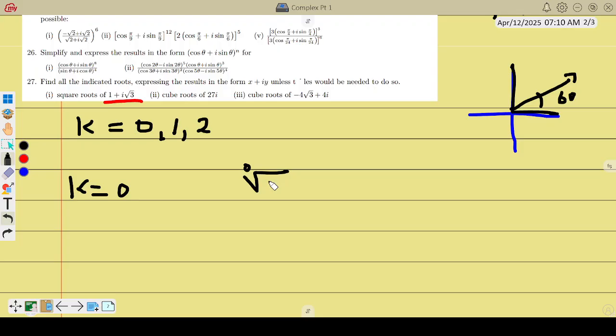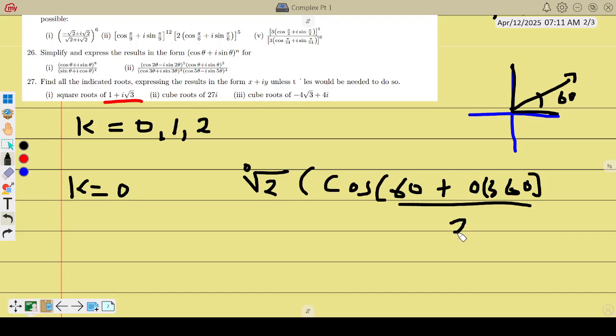Is there such? Yeah. So the zeroth root, cos theta. So theta is 60, plus k. So remember 60 plus k. Now k, we're starting from 0. So 0 times 360 over, what do we put here? Yeah, over 2, because we're finding the cube roots.